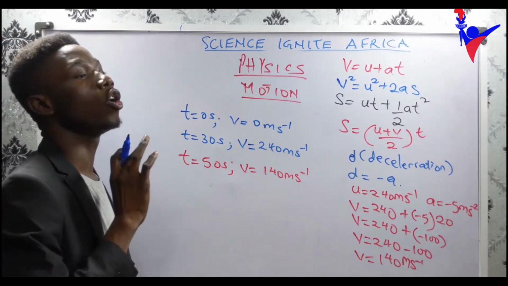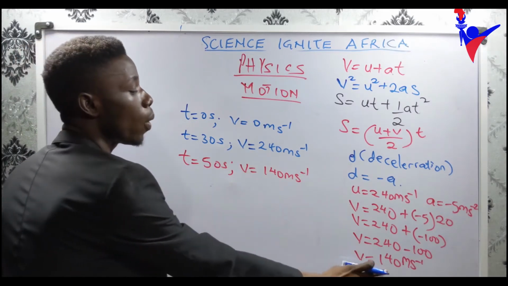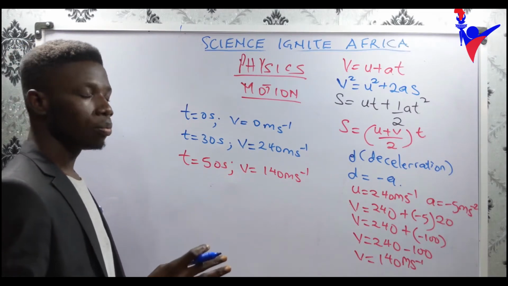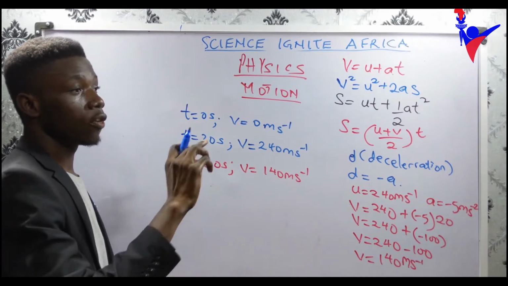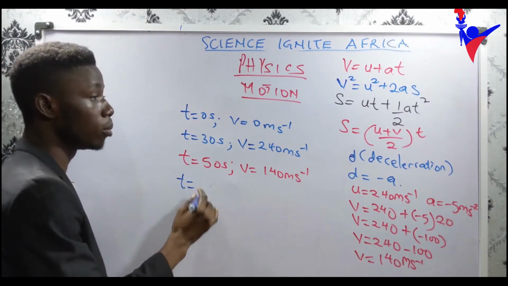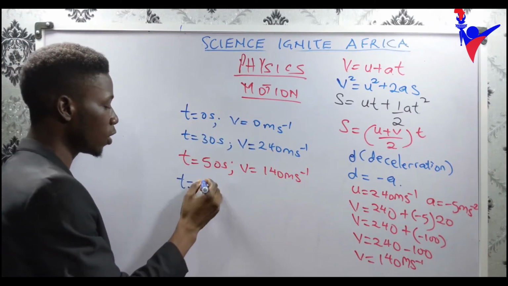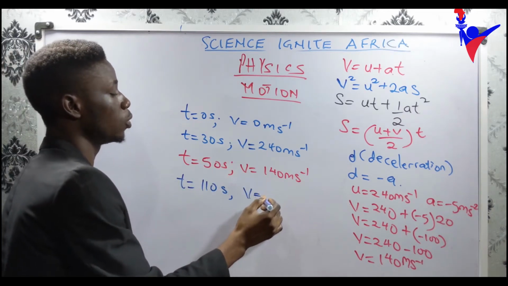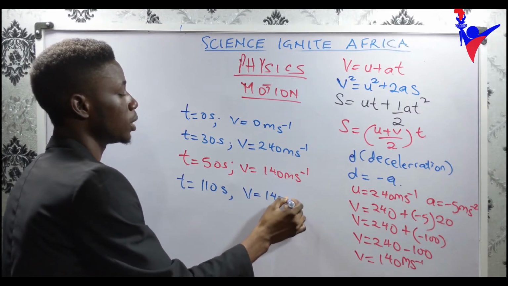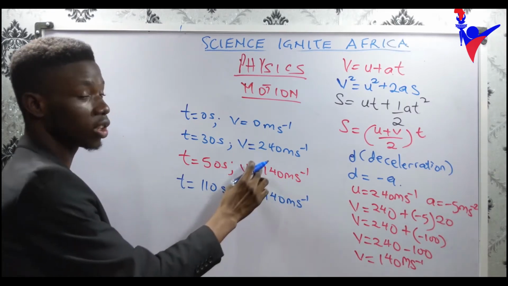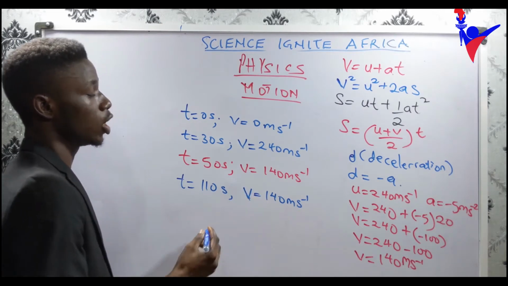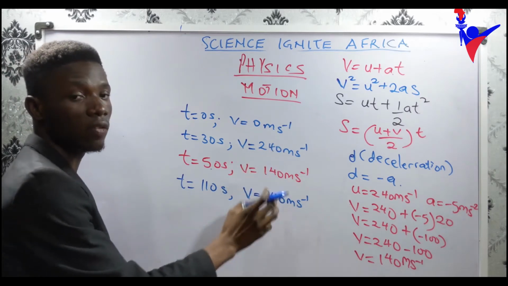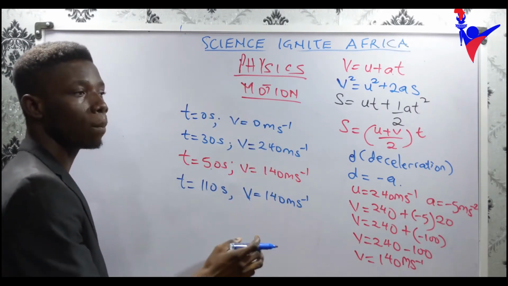The body maintains the speed attained for 60 seconds. What was the speed attained? Our 140 meters per second. So we don't need to do any bogus calculation here. All we have to do is that for another 60 seconds, our time would have become 50 plus 60, so we have 110 seconds. Then our velocity at that point in time will still remain 140 meters per second, because the velocity did not change. And don't forget, from 50 seconds to 110 seconds, there was no acceleration because the velocity was constant, was uniform.